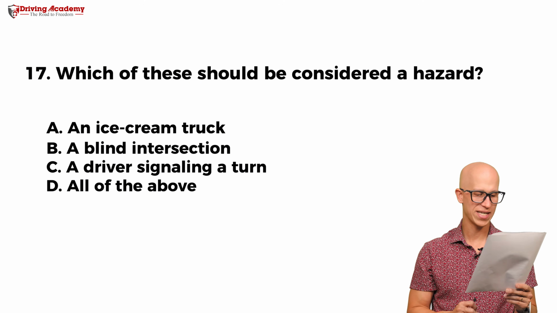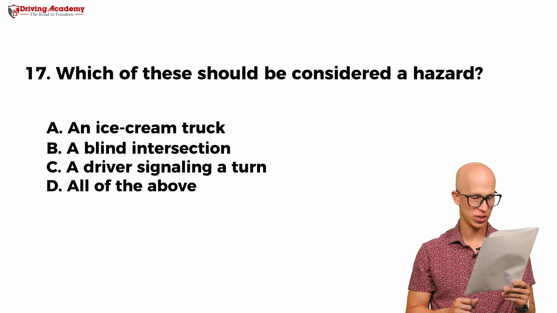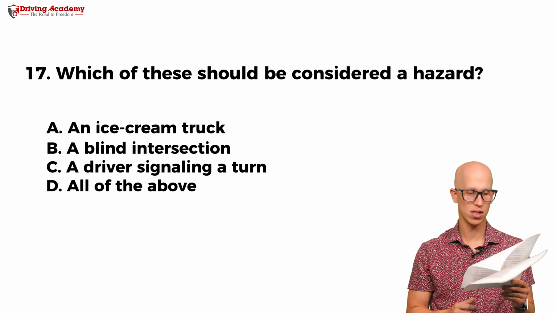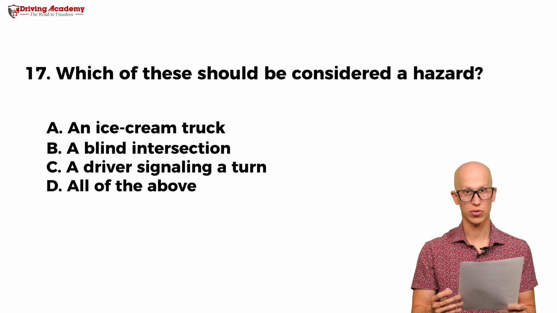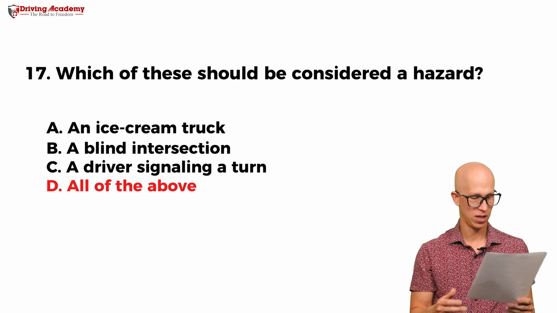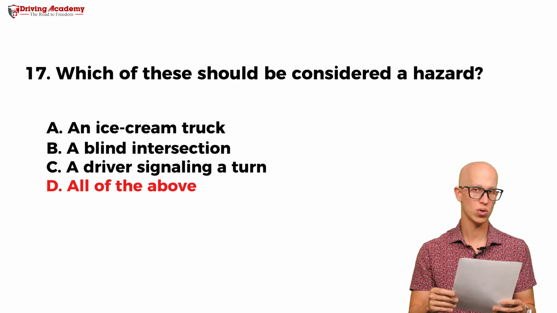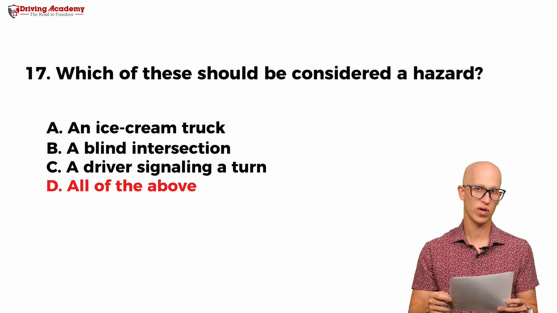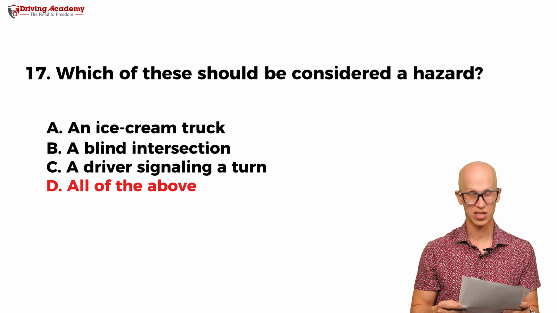Which of these should be considered a hazard? A, an ice cream truck. B, a blind intersection. C, a driver signaling a turn. Or D, all of the above. The correct answer here is all the above. A quick test trick, about 80% of the time you see all the above, that is most likely the right answer, but make sure you read the question, don't just kind of skim through it and click all the above itself, because they could trick you.